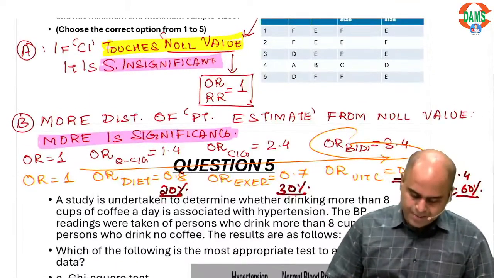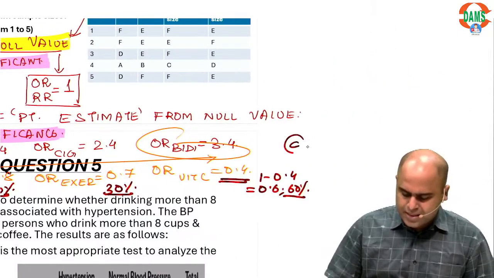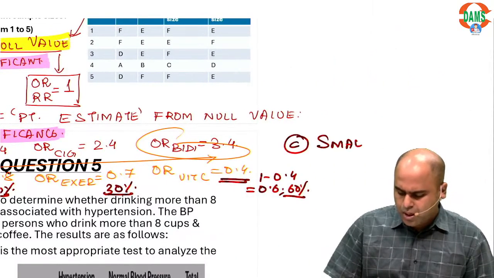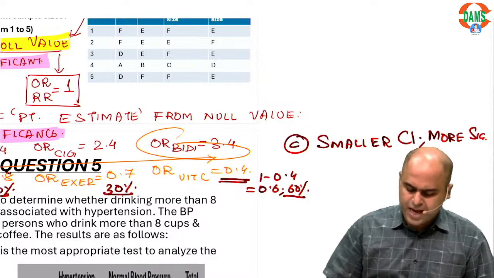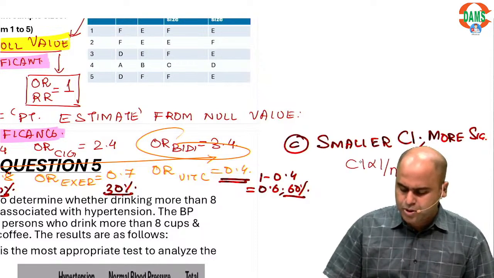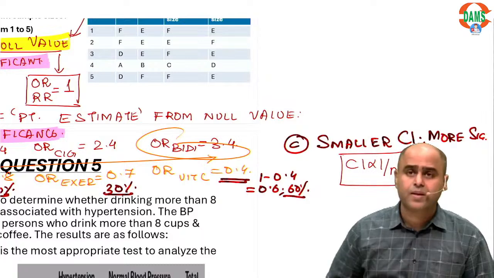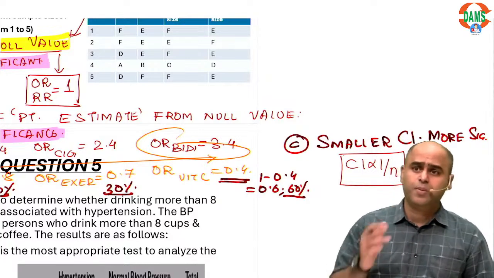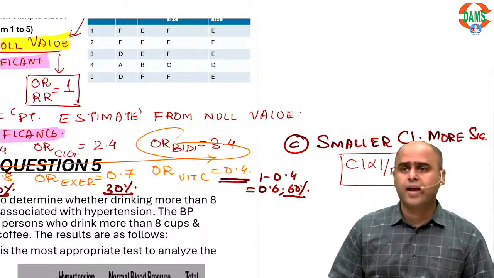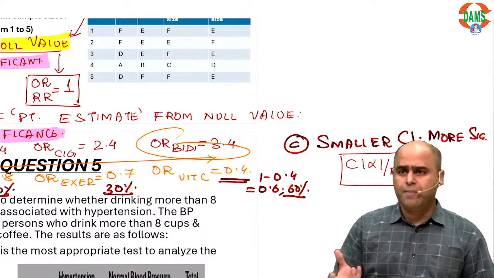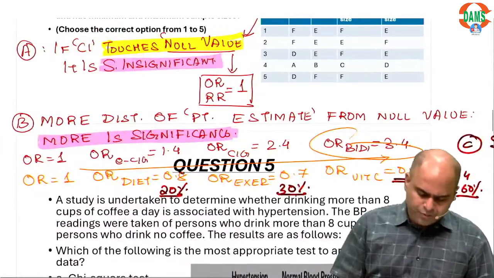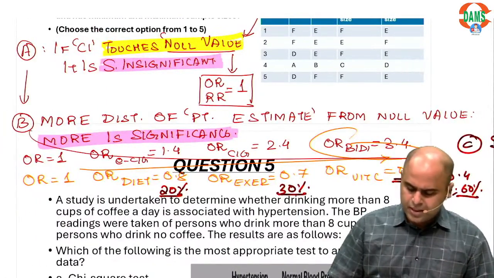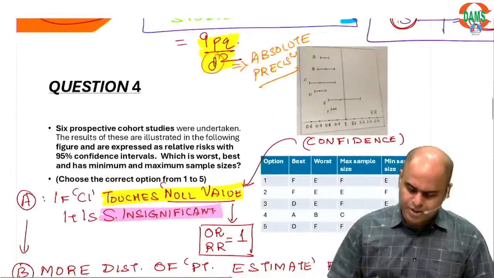Rule C. The rule C is very small: smaller CI, more significance. CI is inversely proportional to sample size. Yes, thank you Sameep. I hope you are clear with it. Now we have to apply these 3 rules in a sequence. Let us apply for this question.